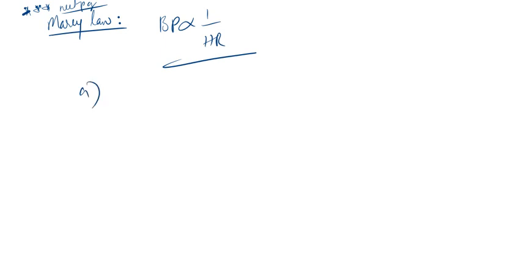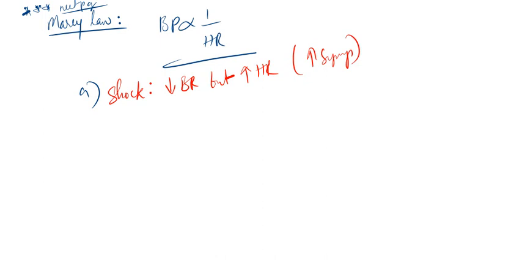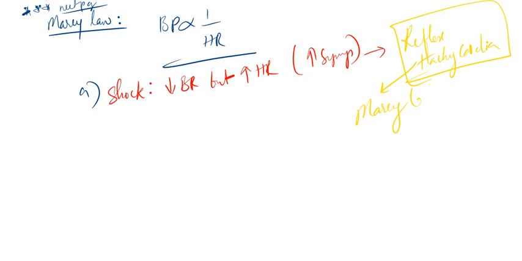How? For example, take the condition of shock. In shock, the blood pressure decreases, but there is an increase in heart rate. How does the heart rate increase? Due to stimulation of the sympathetic nervous system. Now what is this condition called? This is called reflex tachycardia, remember. So reflex tachycardia is a result of Marey's law. That means blood pressure is inversely proportional to the heart rate.